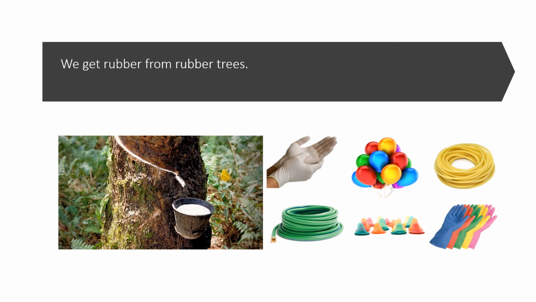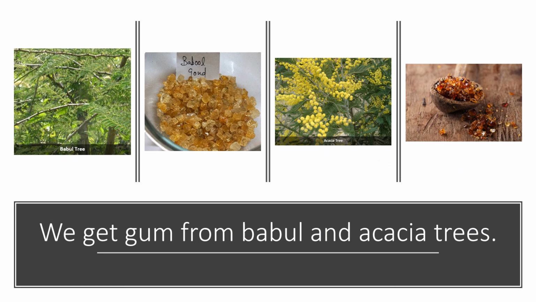So let us read the line here. We get rubber from rubber trees. Even your eraser is rubber. All right. Children, this is what we get from the trees.